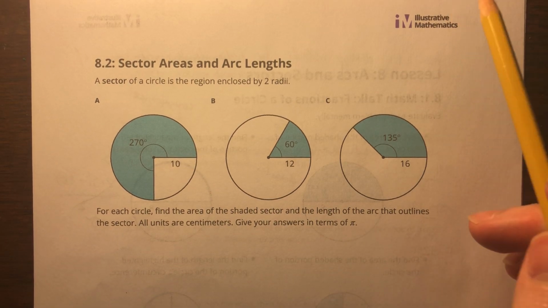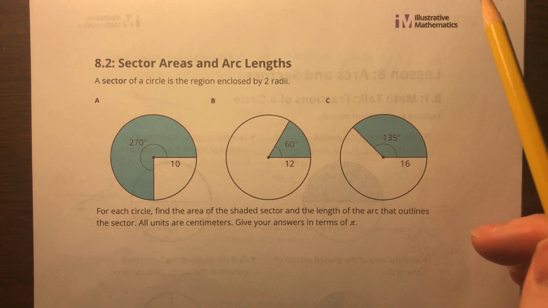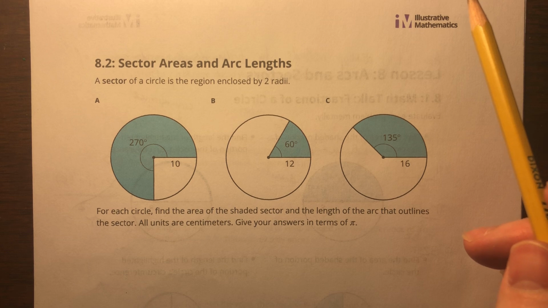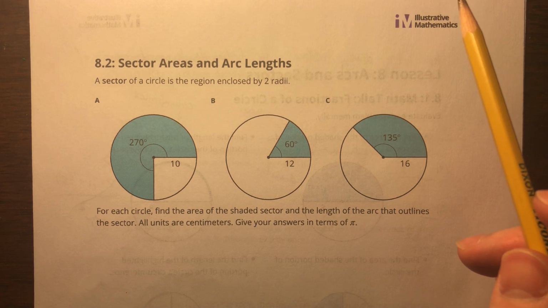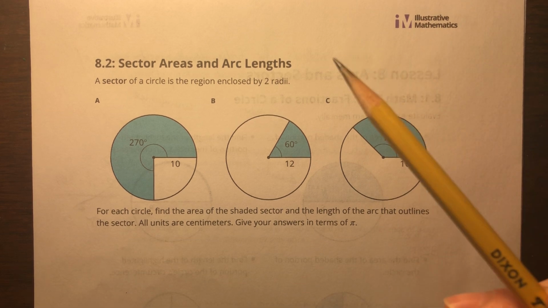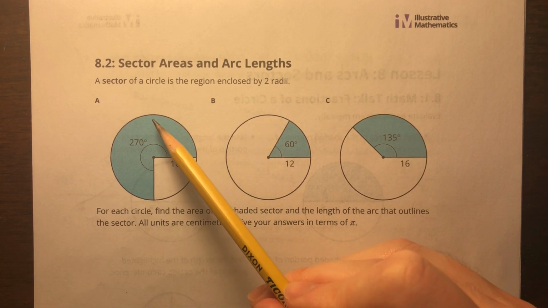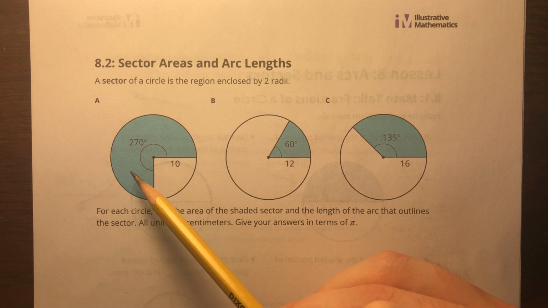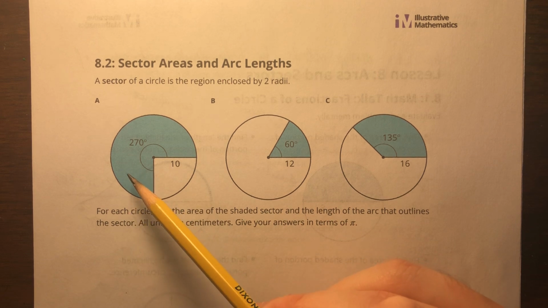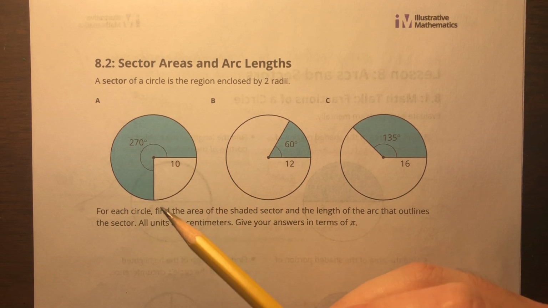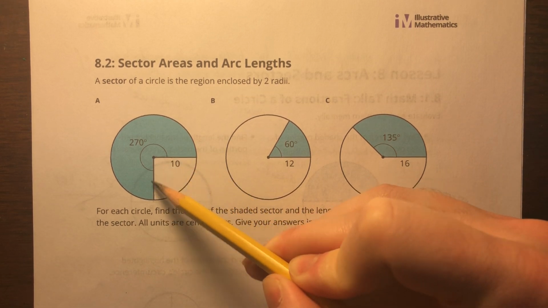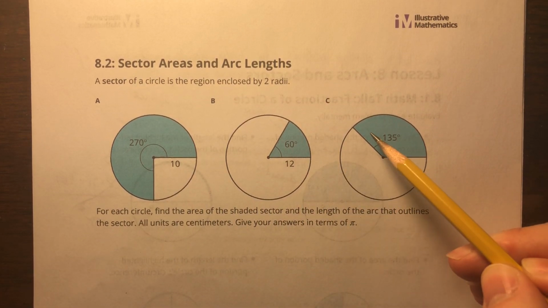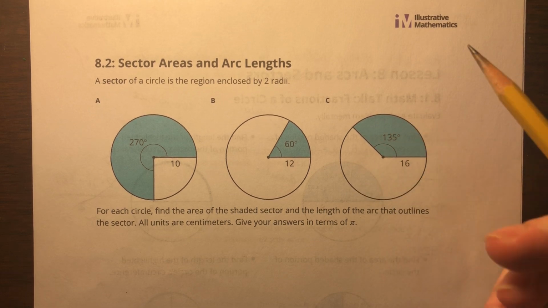8.2, sector areas and arc lengths. A sector of a circle is the region enclosed by two radii. So as we can see in all these diagrams, they've shaded in a sector of the circle, and we can see that the end of the sector is cut off by these two radii here. They've shown in blue which sector they're talking about.